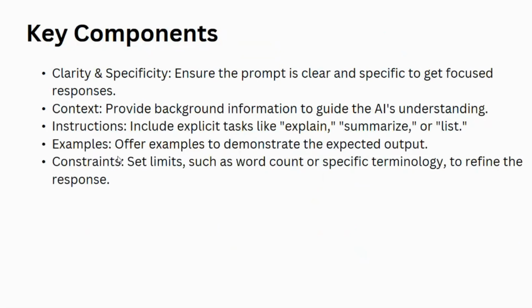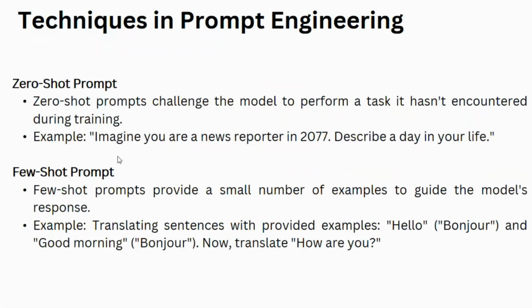Coming to the key components of prompt engineering, we have to clearly specify what we want and provide a little background so that the LLM can understand it better. We have to give instructions, like I want it in this format: an explanation, a summary, or a list of points. If we need it, we can provide examples too. We can also set a limit. If we give the prompt directly, it will give lengthy answers, so if we want to limit that, we can say I want it in 100 words or 200 words. There are different techniques in prompt engineering.